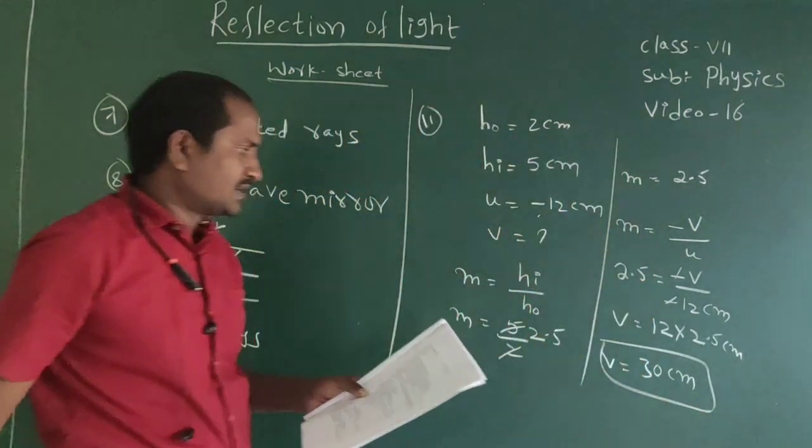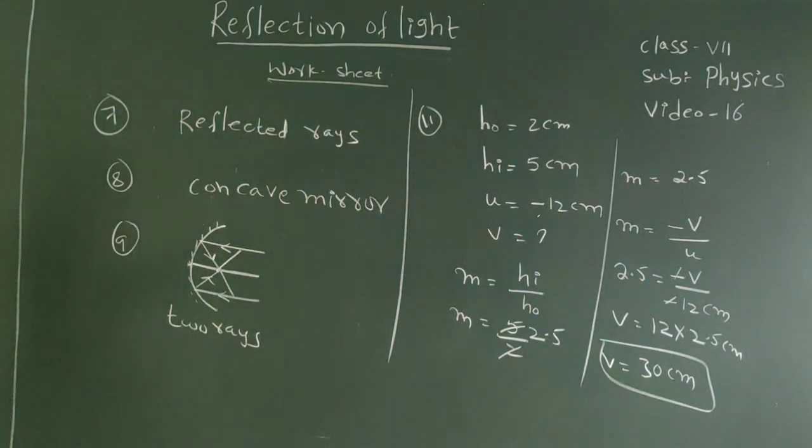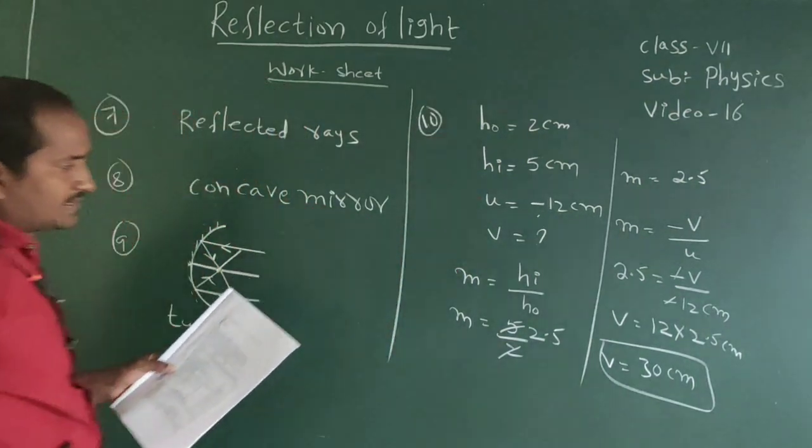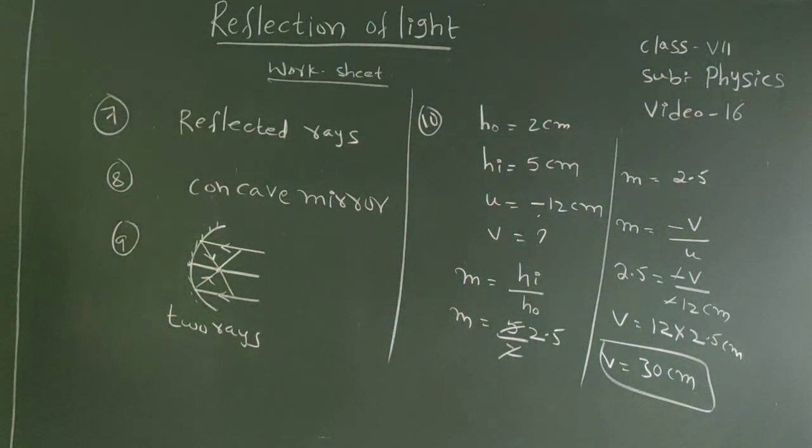V equal to how much? 30 centimeters. Option number B is the answer. So it is 10th one. Option number B, 30 centimeters.